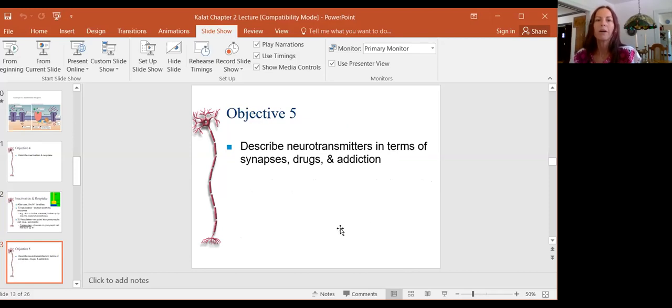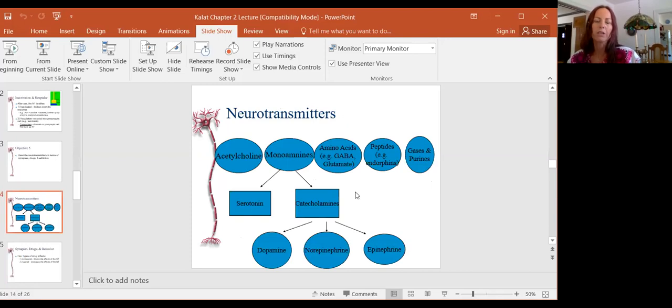We're going to talk about some neurotransmitters in terms of the synapses, drugs, and then we'll also talk about addiction a little bit. We're going to talk about some street drugs like heroin, cocaine, and marijuana. Not so much a street drug anymore, but it used to be. Okay, first let's look at all the neurotransmitters.